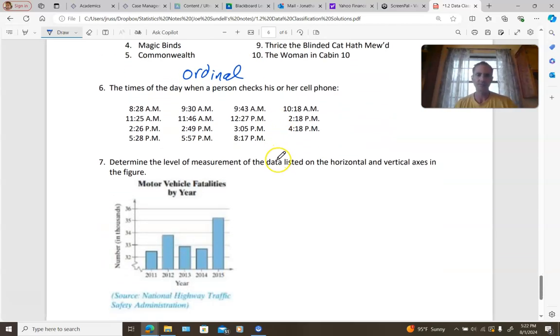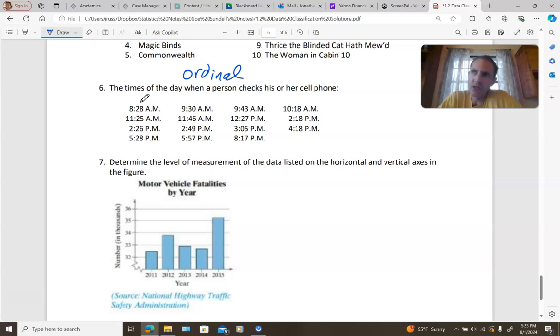Number 6. The times of the day when a person checks his or her cell phone. Let's think about this. We can subtract this data. So if you check your cell phone at 8:28 and somebody else checks their cell phone at 10:28, you could say that they checked their cell phone 2 hours later. So the difference in data is meaningful, so it's definitely above the ordinal level. Well, the next question would be, can we express one data entry as a multiple of another? And the answer is really no.